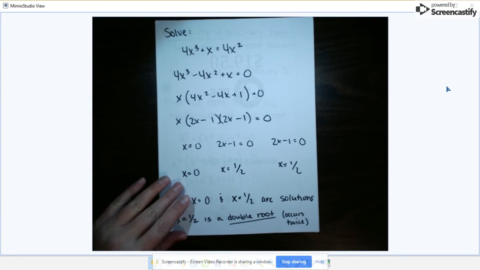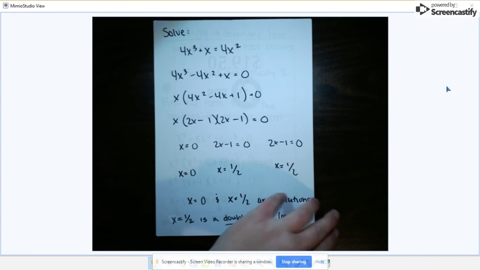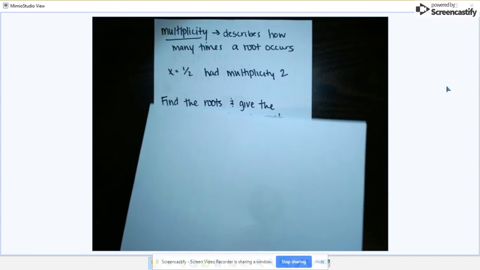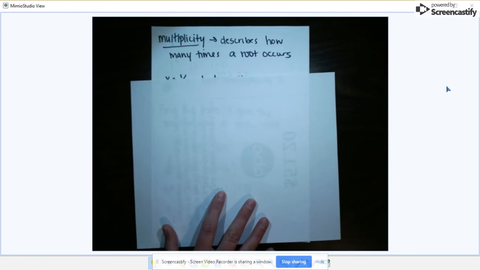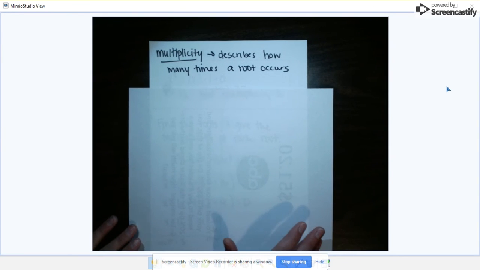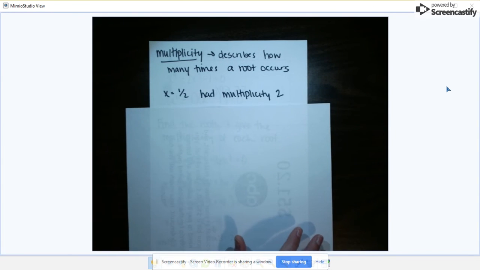Another way to define this double root would be talking about multiplicity. And multiplicity describes how many times that root occurs. So in our previous example, x equals 1/2, we call the double root, but we can also say it has a multiplicity of 2.